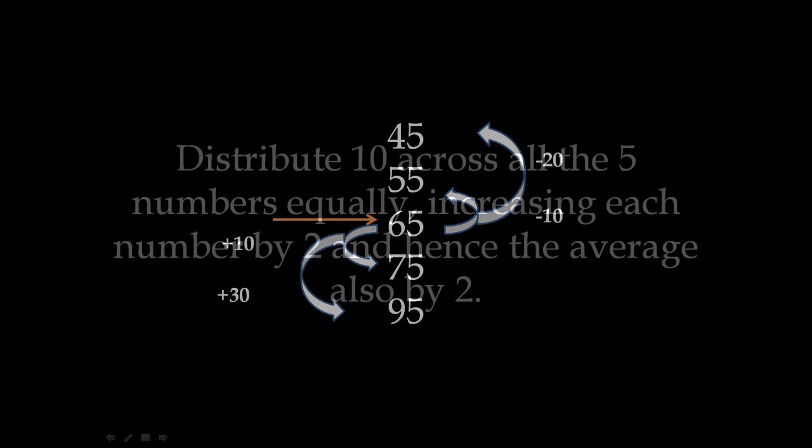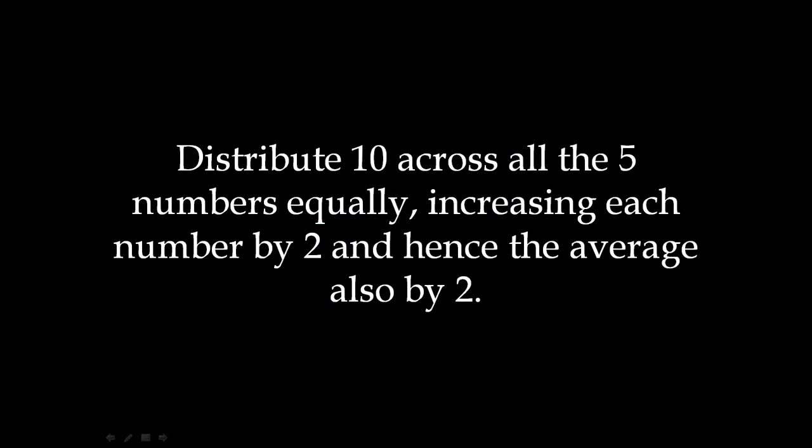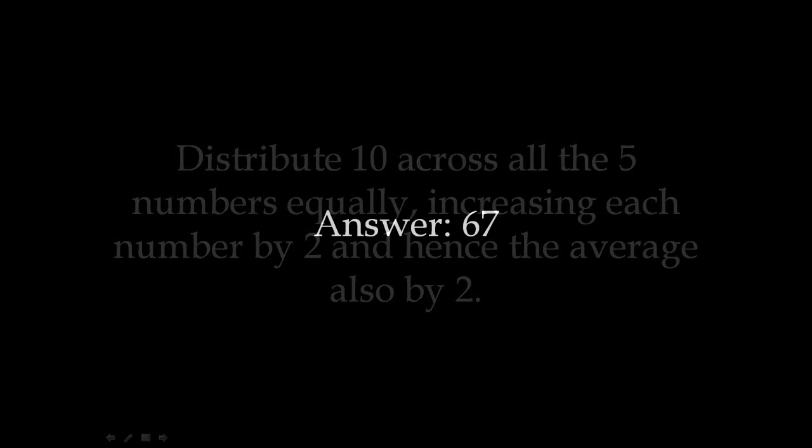So we have 10 extra, which has to be distributed amongst all the numbers. When we distribute 10 over all the numbers, we have to increase each number by 2. When you divide 10 by 5, you get 2. So each number will have to be adjusted by 2, which changes my average from 65 to 67 in this question. You can again give it a try by adding all the numbers and dividing them by 5. You would see that you get 67 as the answer.